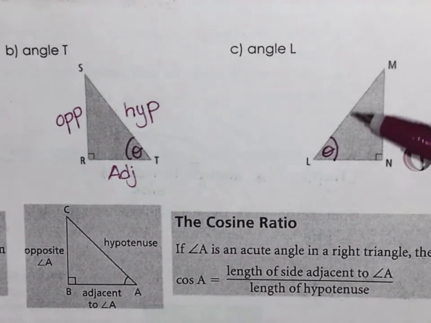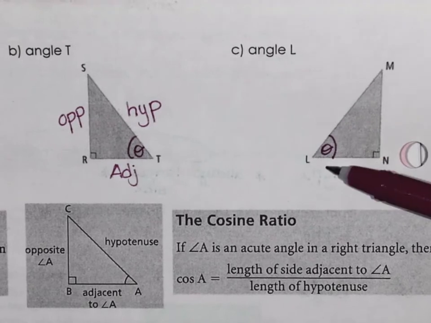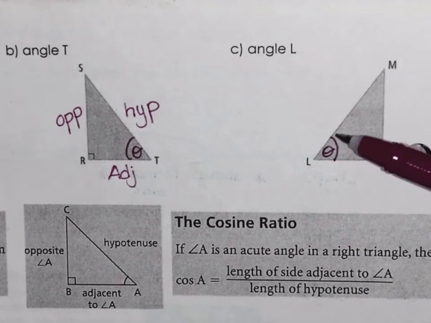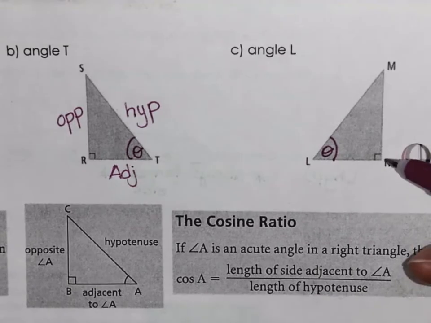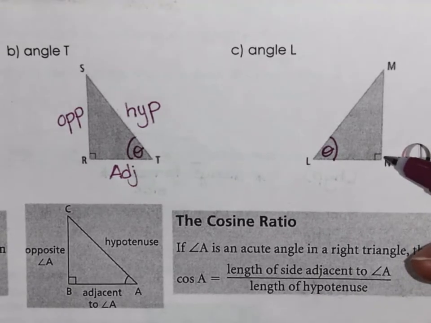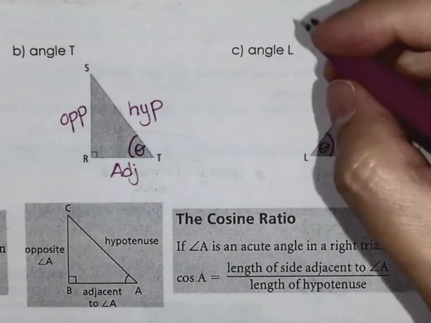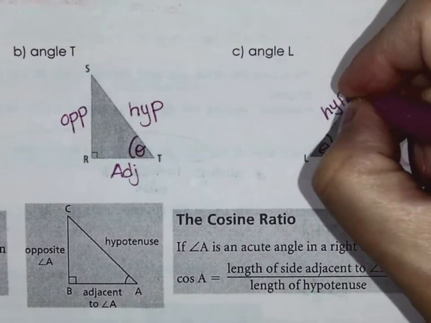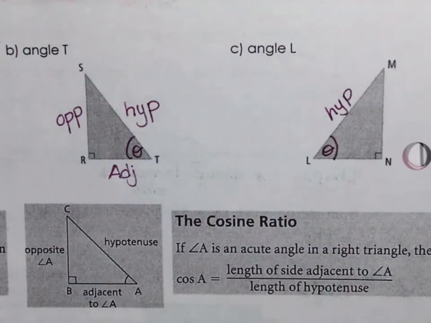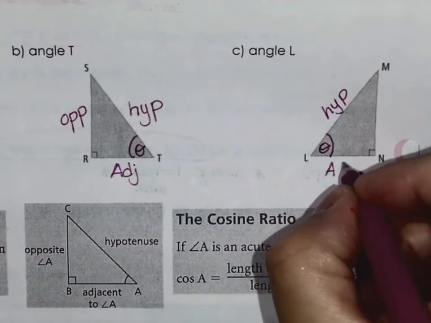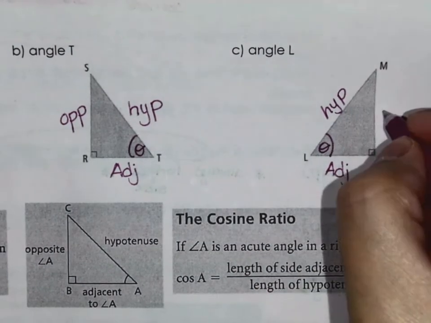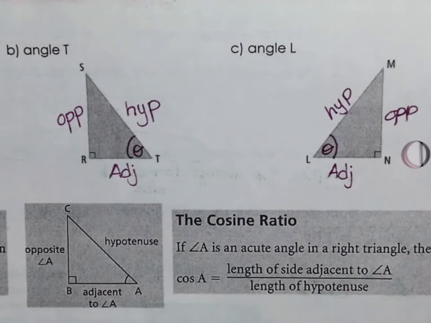Okay, I find it helpful to label my angles. Like if it's done like this, I like to draw it actually on the triangle. It keeps things visual for me. So I'm starting with my hypotenuse right away. Across from the 90 degrees, this is my hypotenuse. And then the side that makes up the angle or touches the angle is my adjacent. And the other side, the one across from the angle, is opposite.